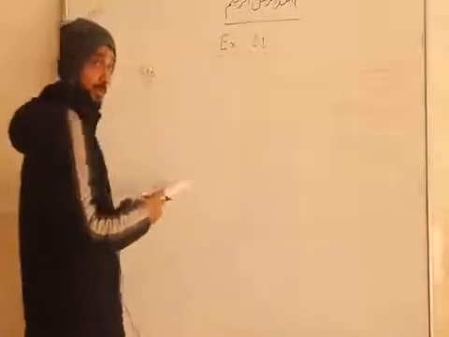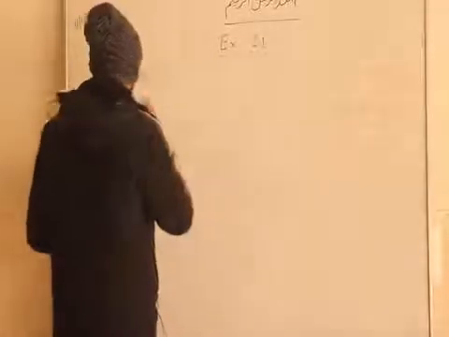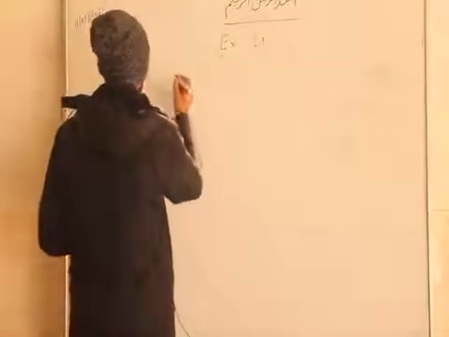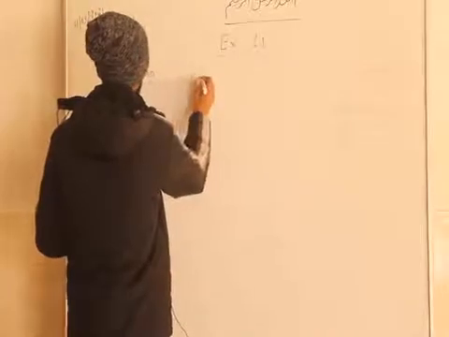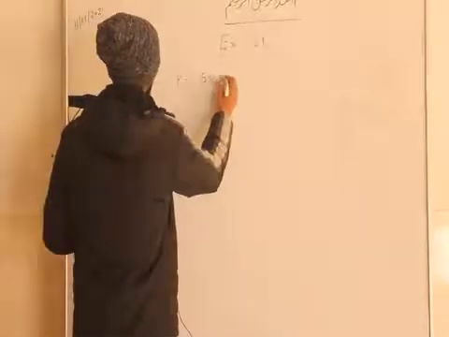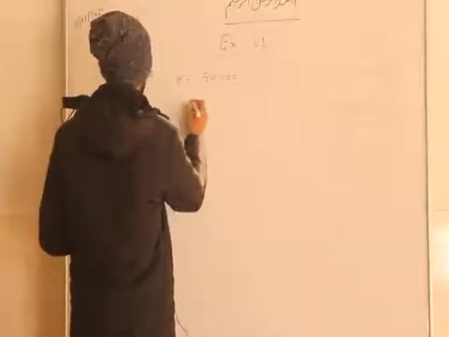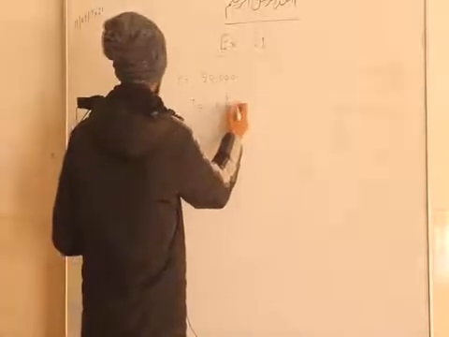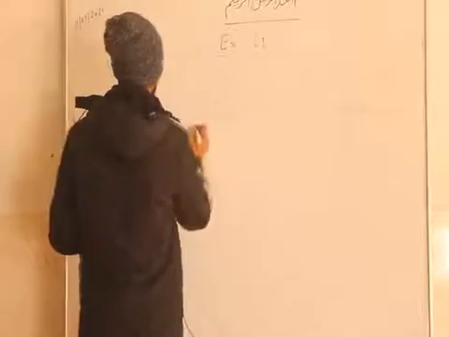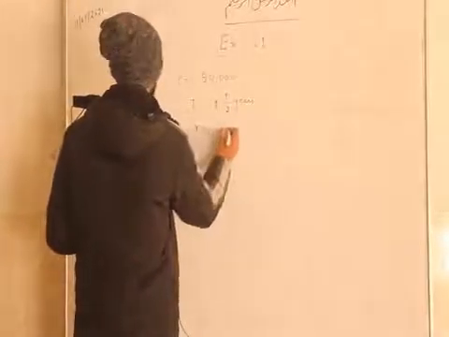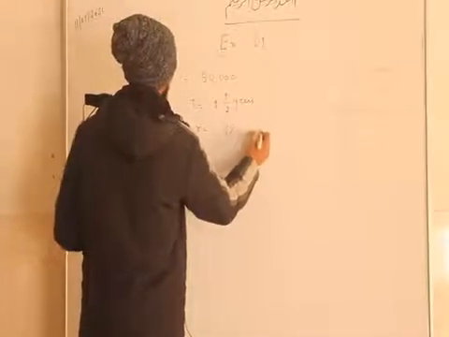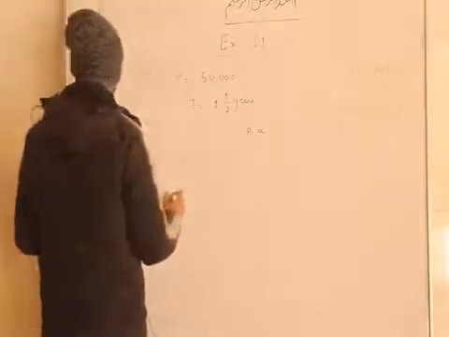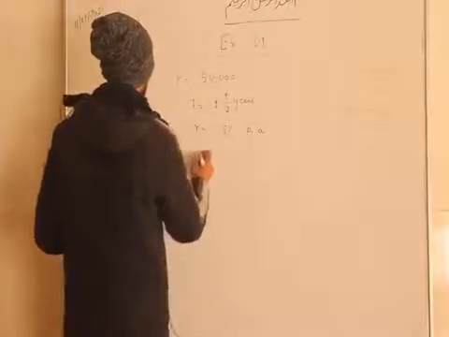Okay, now see question number 10. Find the amount and the compound interest on 50,000. Principal is given 50,000 here, and the time is given 1.5 years, and the rate of interest is 8% per annum. The interest being compounded semi-annually.